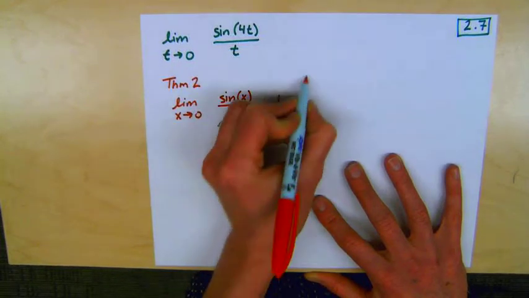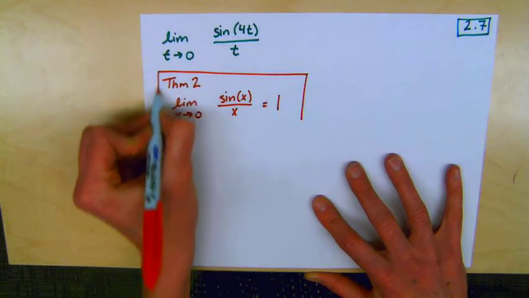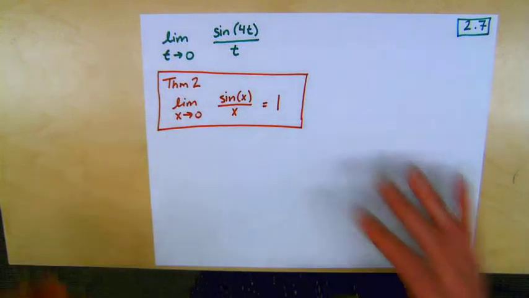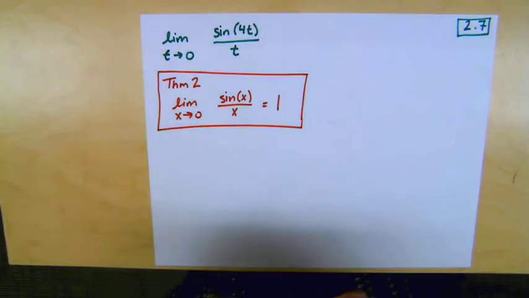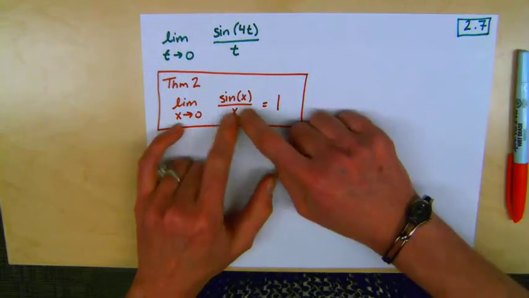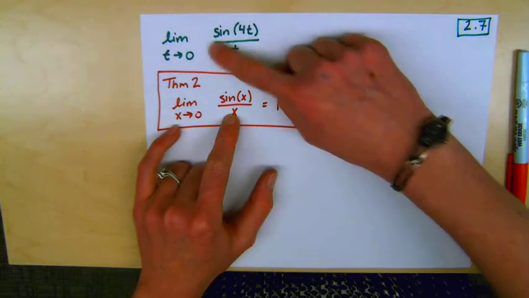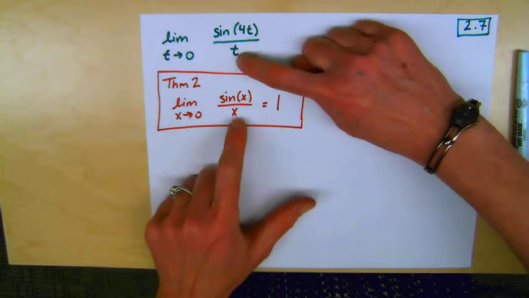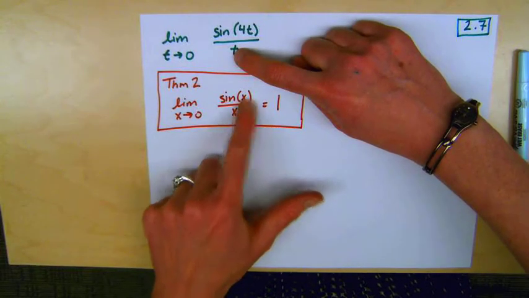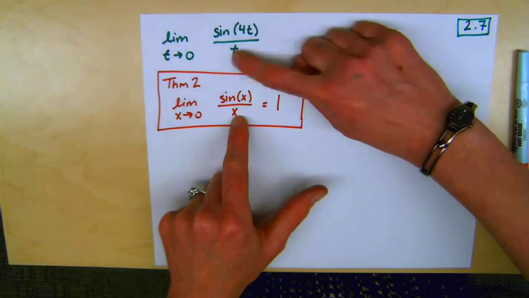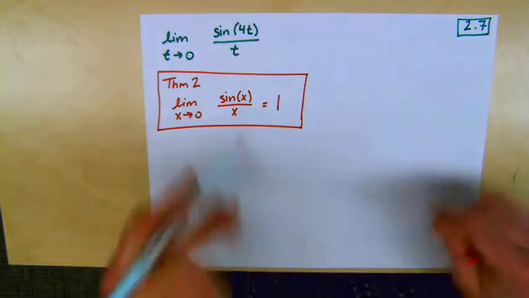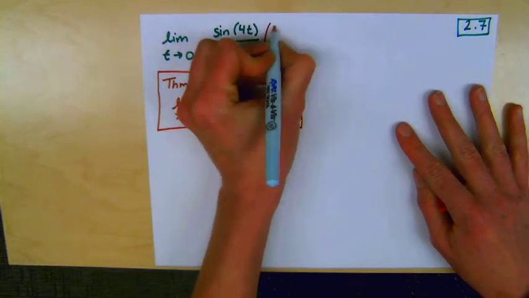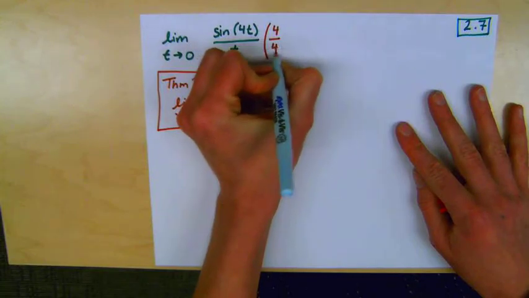And the best way to verify that is either using L'Hopital's rule, which we'll see at the end of the term, or using the squeeze theorem. But notice we can't directly apply this theorem yet, because of the way that this function is written: I have 4t up in here, and I have just a single t down in the bottom. Here my x's match, here my t's don't. So I'm going to multiply by 1. I'm going to multiply the numerator and the denominator by 4.